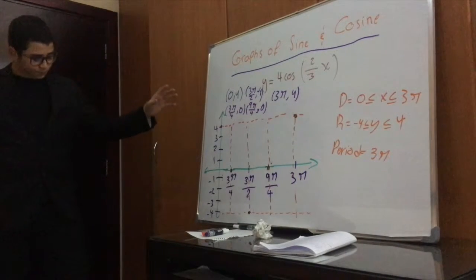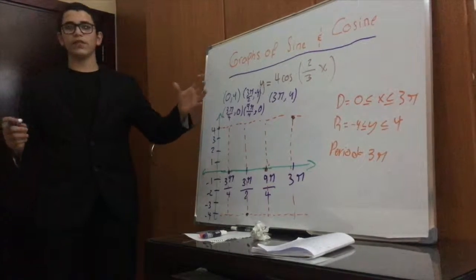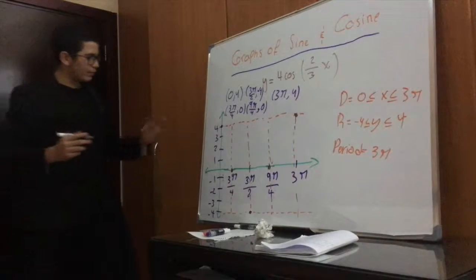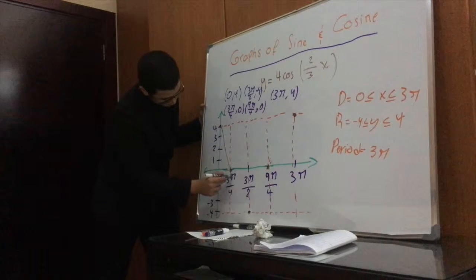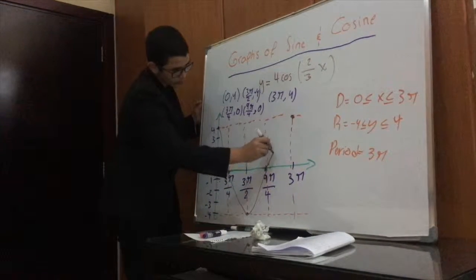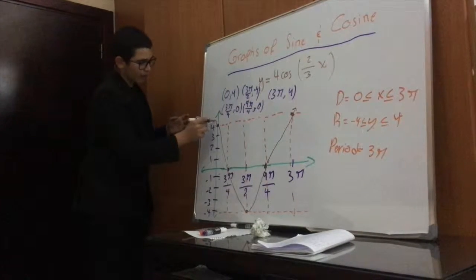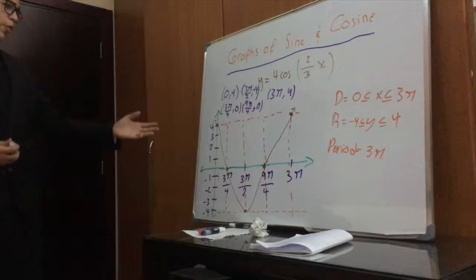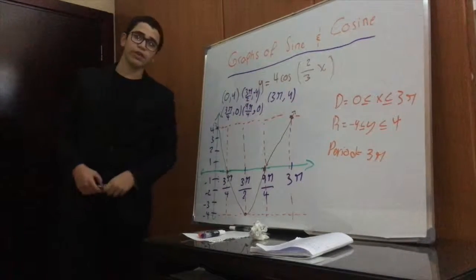Now we only connect the points and we will have one cycle. Since we didn't specify a range of how long we wanted, we will only do one cycle. So we connect the points simply like this. Okay, and like this we successfully finished, and I hope you understood. That is one cycle of y equals 4 cosine of 2 over 3 x.